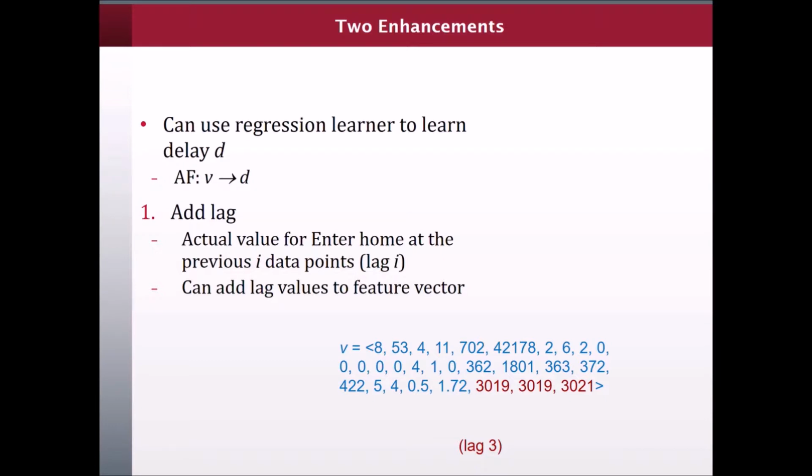We can add the lag values to the feature vector as we see here. In this case, there's a lag of 3. By adding a lag, we begin to get a pattern of the regressed values over time, and that can actually enhance the ability to forecast the delay for future time points.